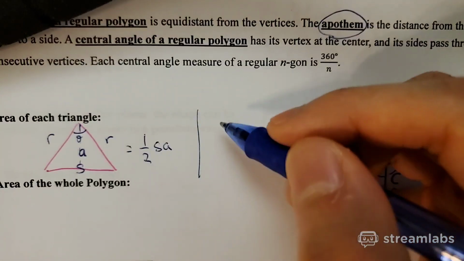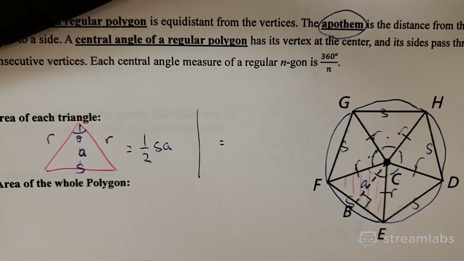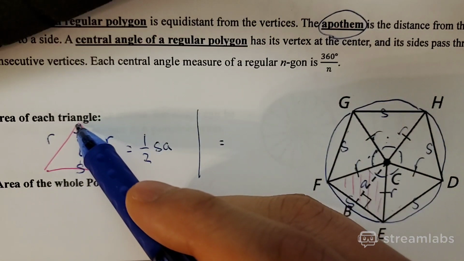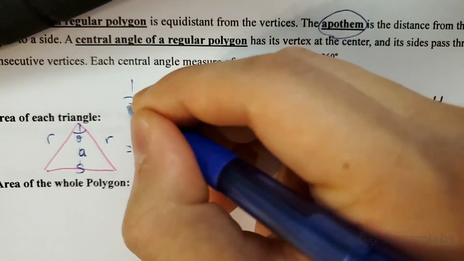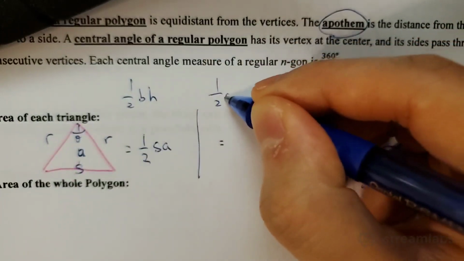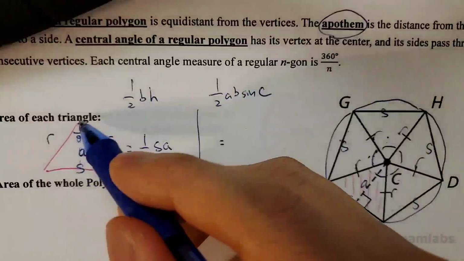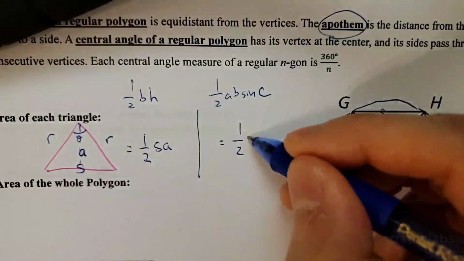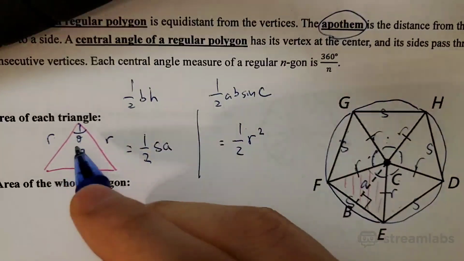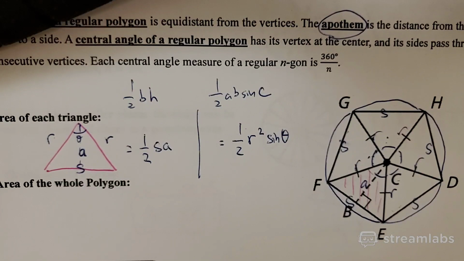Or another way to look at it would be 1/2 AB sine C. Remember this formula? 1/2 A times height. 1/2 AB sine C, right? This is the other formula we had. 1/2 RR, so R squared, RR sine theta. Okay. So these are two separate ways of looking at the area.